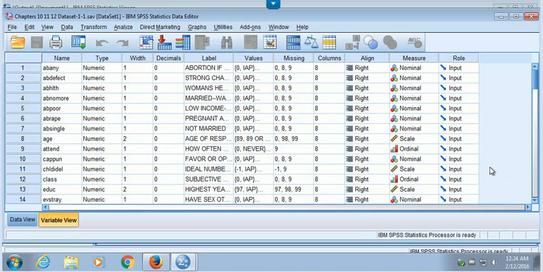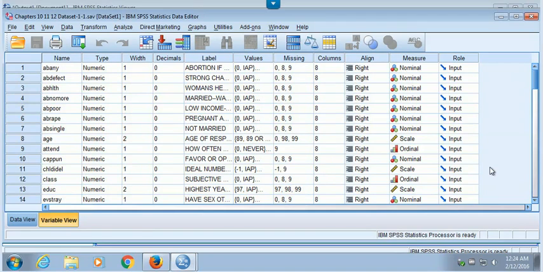So if you start looking through the chapter, chapter 10, if you turn to pages 160 through 161, you will see that we are going to look at the relationship between sex and gender and church attendance. Now, church attendance is a variable that they had you recode in chapter 7.